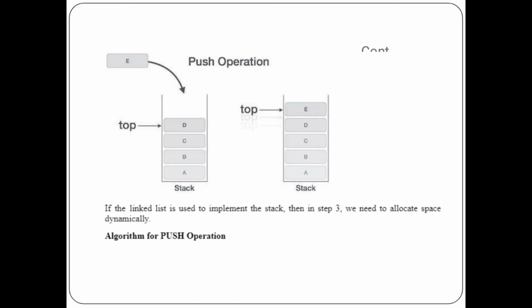If we want to insert a new element, it will automatically allocate a new space dynamically. In that space the new element will be inserted. First of all, it will check whether the stack is full or not. Here, after the element D, there is an empty space. In that empty space a new element will be inserted. That new element is E. So this is the push operation.